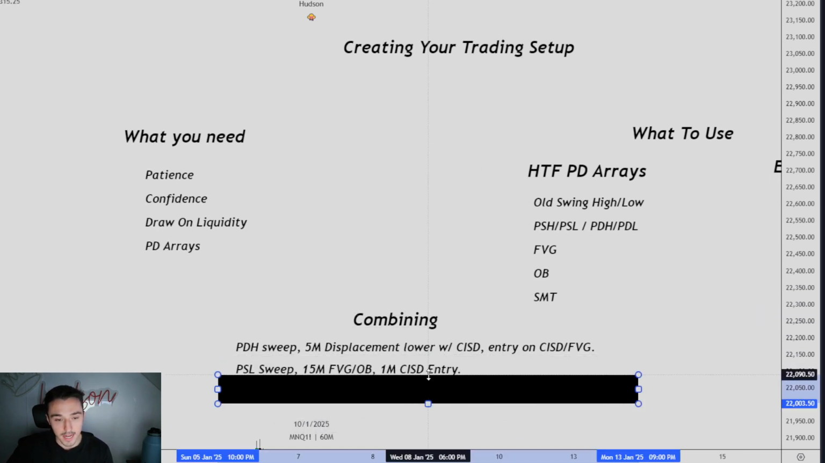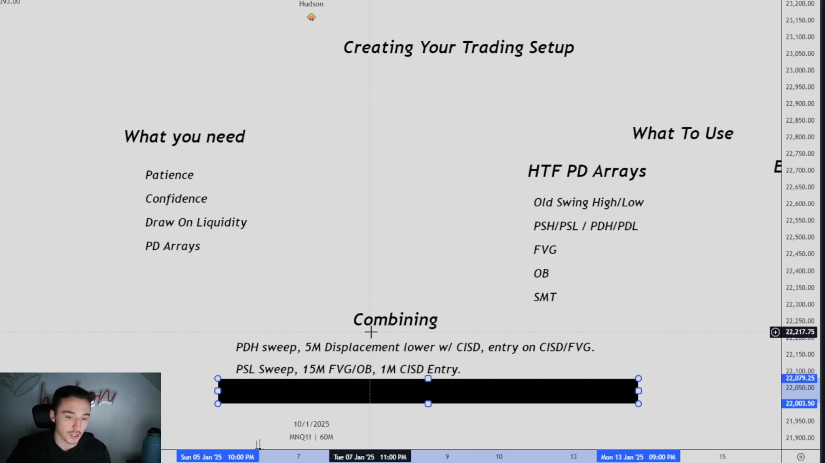Okay, now the next one. Previous session low gets swept. We wait for a 15-minute fair value gap or an order block to be created. Okay, the fair value gap, the order block gets created, it gets tapped into. Okay, now we go down to the 1-minute chart. Okay, we have a change in the state of delivery. That's my entry model. Boom. I buy, or sorry, no, I do buy because we have a bullish draw on liquidity after previous session low was taken, right? Simple model. You can use that.